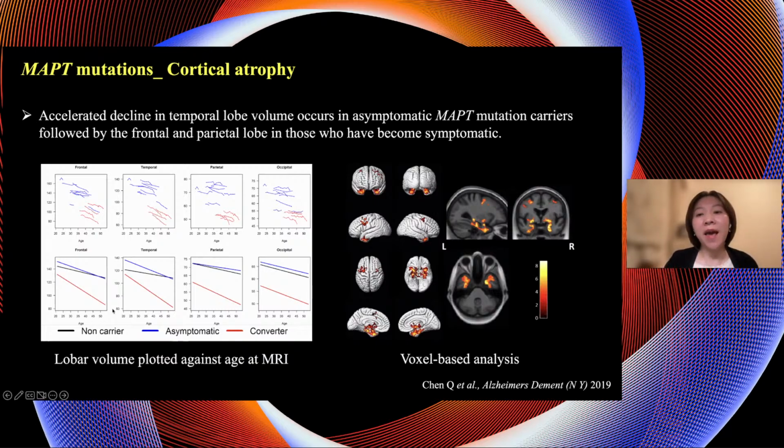We can see there is an accelerated decline in the temporal lobes, even in the blue lines, the asymptomatic MAPT mutation carriers. And they spread more for the MAPT mutation converters. They are followed by the frontal and parietal lobes, which become steeper when the asymptomatic mutation carriers become symptomatic.